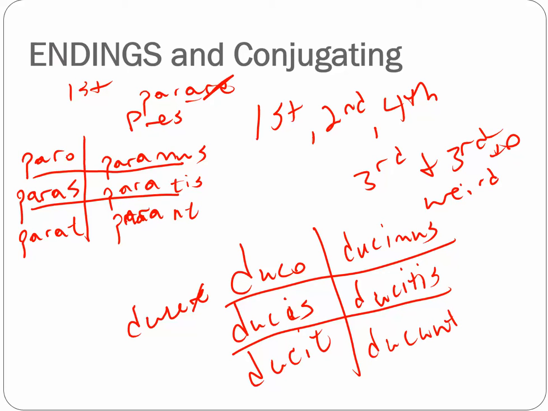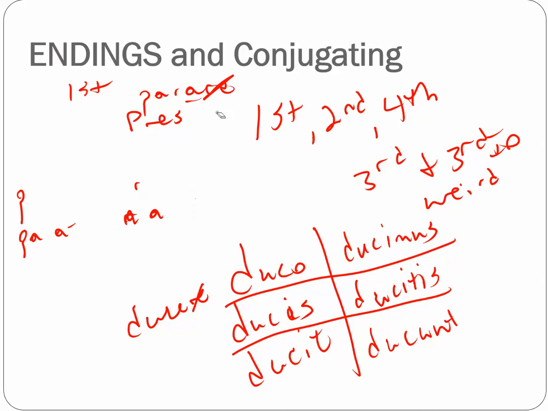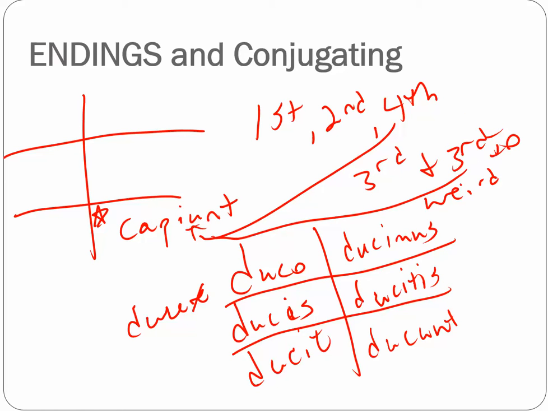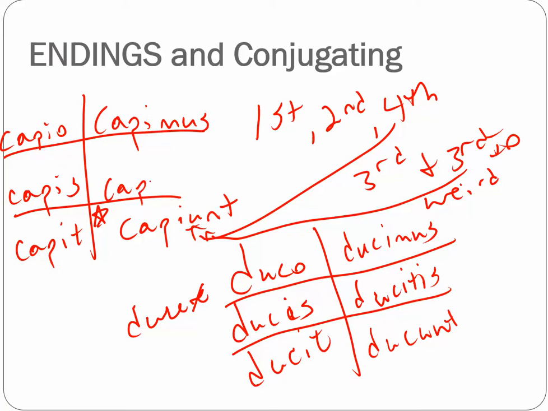If it's a third IO, like capio, capere, then we have a similar issue. It's going to all have I's. It's going to be capio, capis, capit, capimus, capitis, but both third IO and fourth, when they get here, have an IU. So that is where fourth is weird. And then they have I's throughout. So that's present tense. Not too terrible.